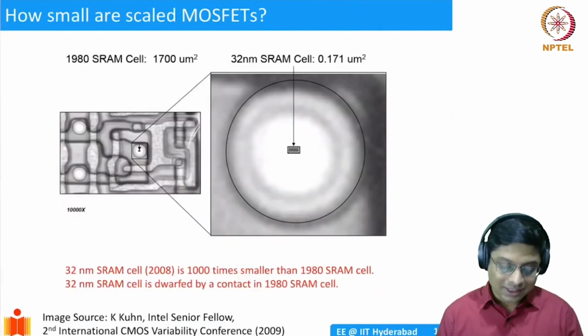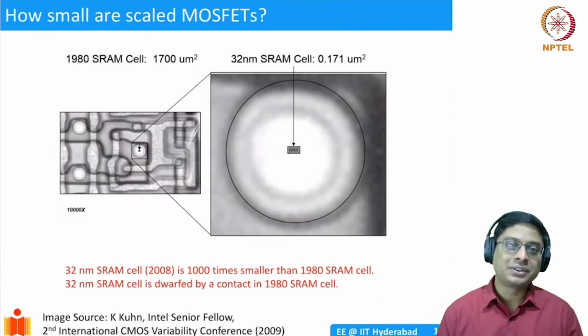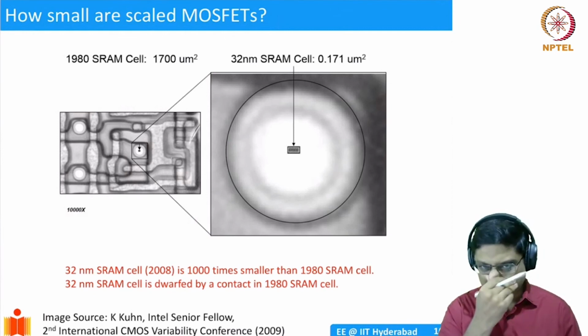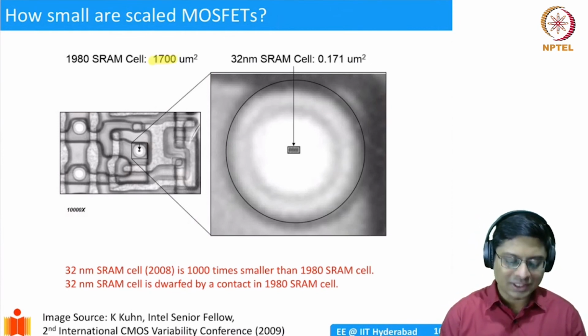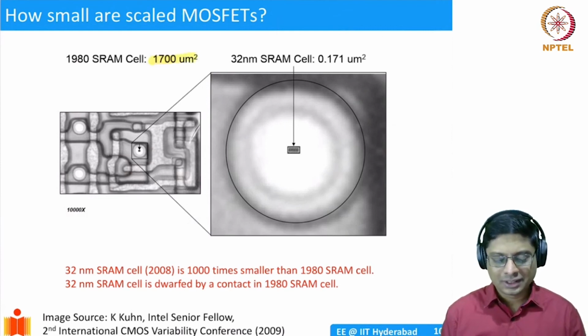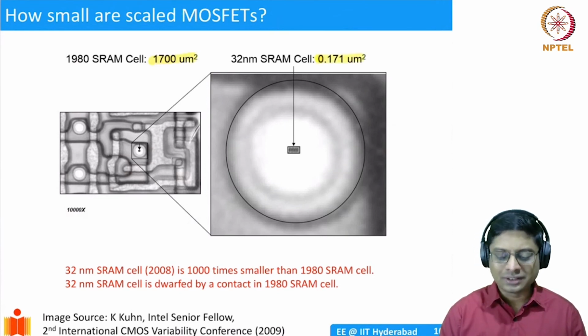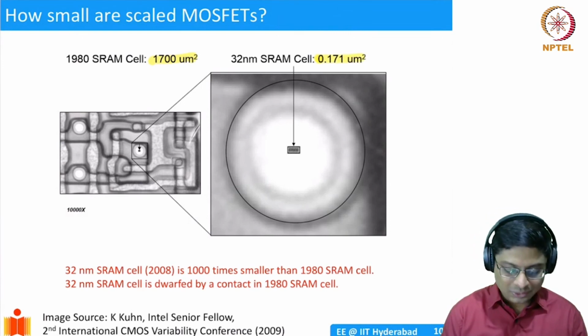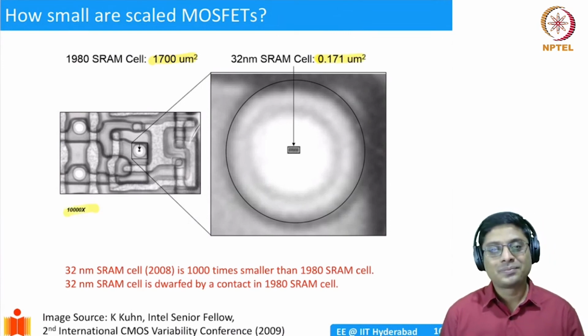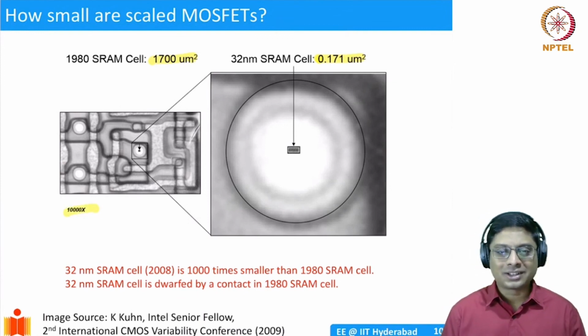And the other image is again a comparison, the same SRAM, but compared to the SRAM about 40 years back or 30 years back. In 80, the SRAM cell size was about 1700 micrometer square. By 2010, it became 0.17. So in 30 years, the size has reduced by 10,000 times. Whatever is today's SRAM cell would be much smaller than the contact.